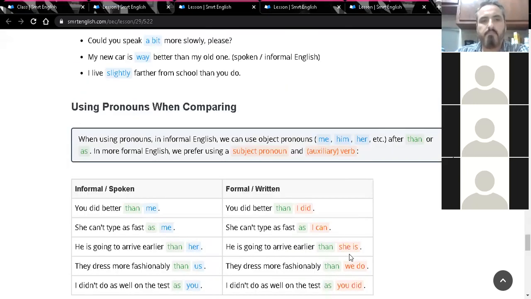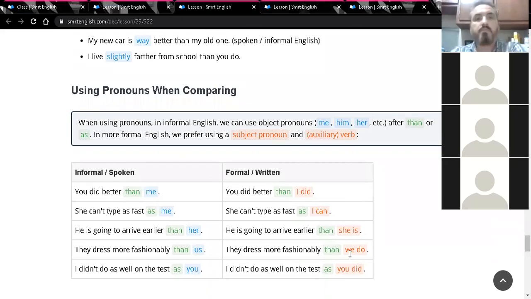Okay, using pronouns when comparing. When using pronouns in informal English, we can use object pronouns such as me, him, her, after than. For example, you did better than me. Formal, you will say you did better than I did. Informal, she can type as fast as me. Formal, she can type as fast as I can. So I have to use it complete.